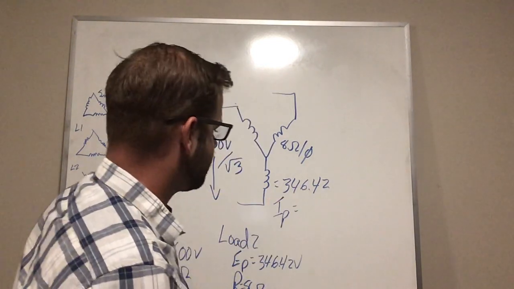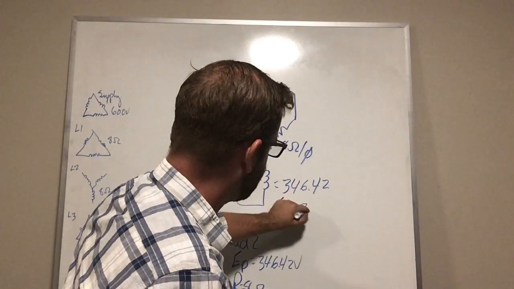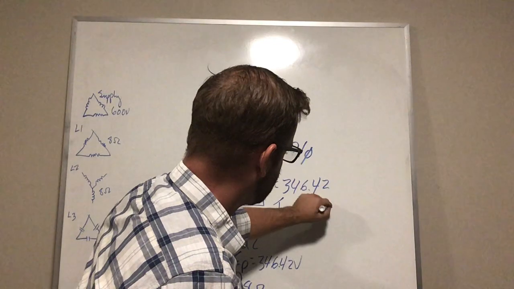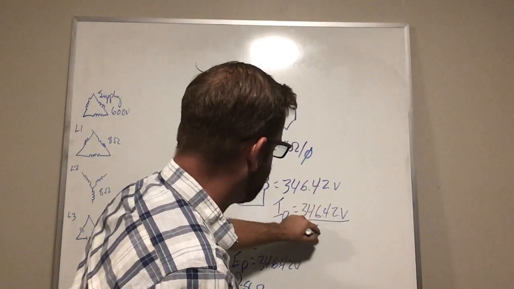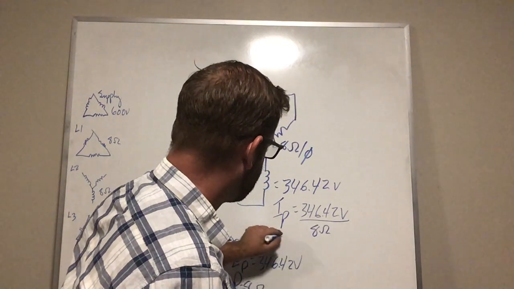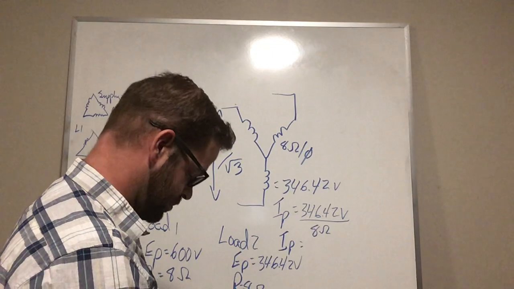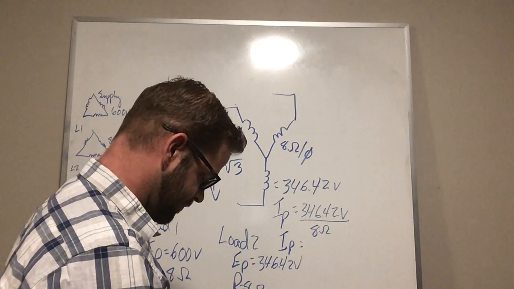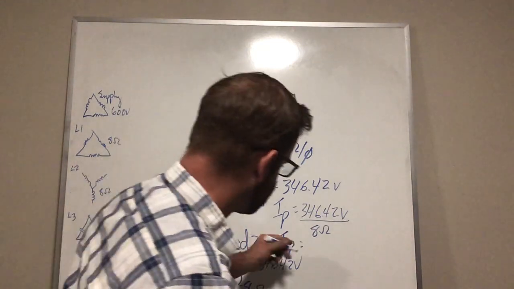And now I want to find my I phase. So 346.42 volts divided by 8 ohms. That gives us a current of 43.303 amps.